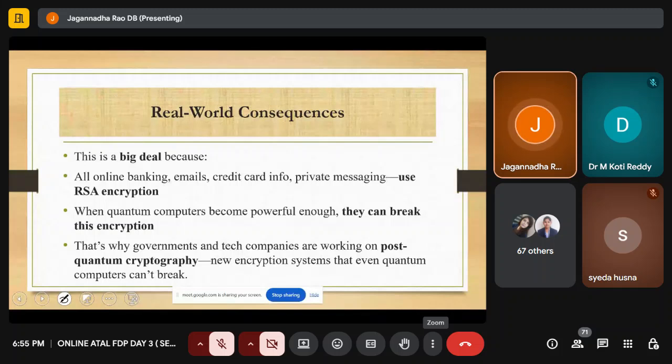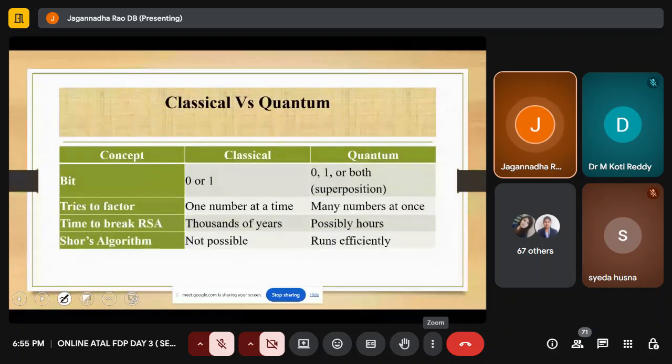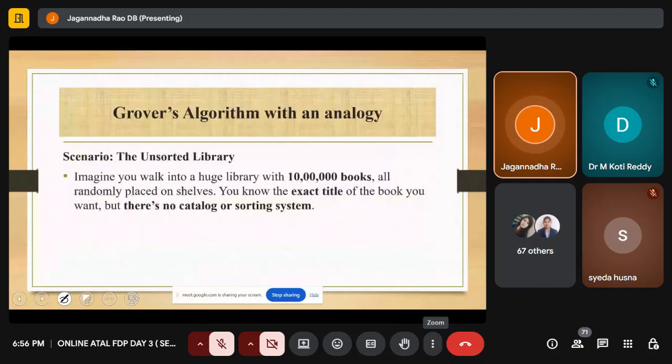So what is the difference between classical and quantum? Already you know all these things. Here I only need to talk about the time to break the RSA algorithm. It takes thousands of years for classical computers. That's why RSA and asymmetric algorithms are still running securely nowadays. Whenever we go to quantum, we can break the RSA algorithm within hours. Shor's algorithm is not possible to apply in the classical approach, but it runs efficiently with quantum concepts. So let's go to the next algorithm, Grover's algorithm. Again, I will explain Shor's algorithm in detail.